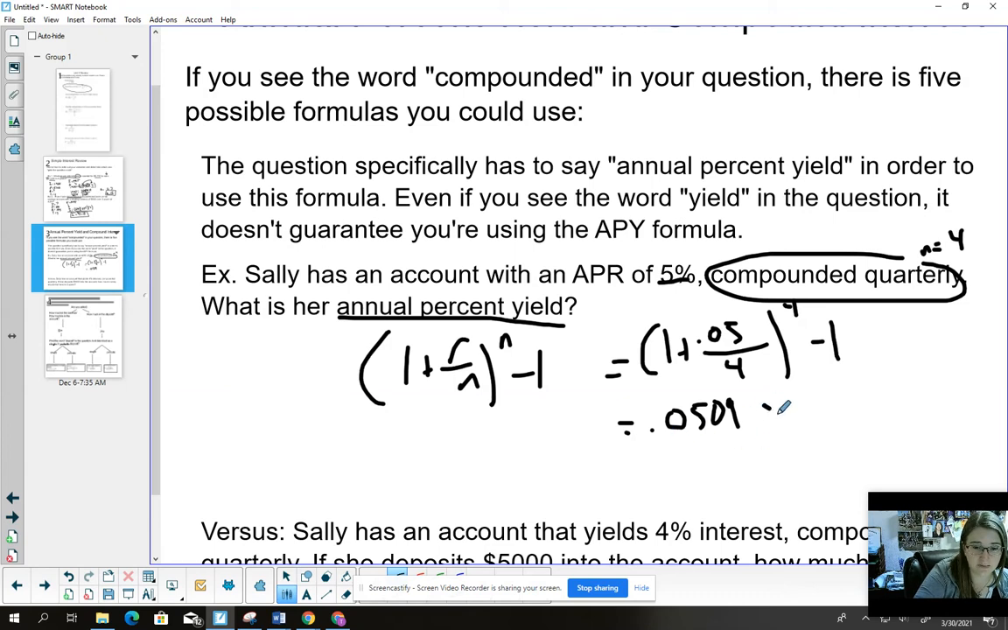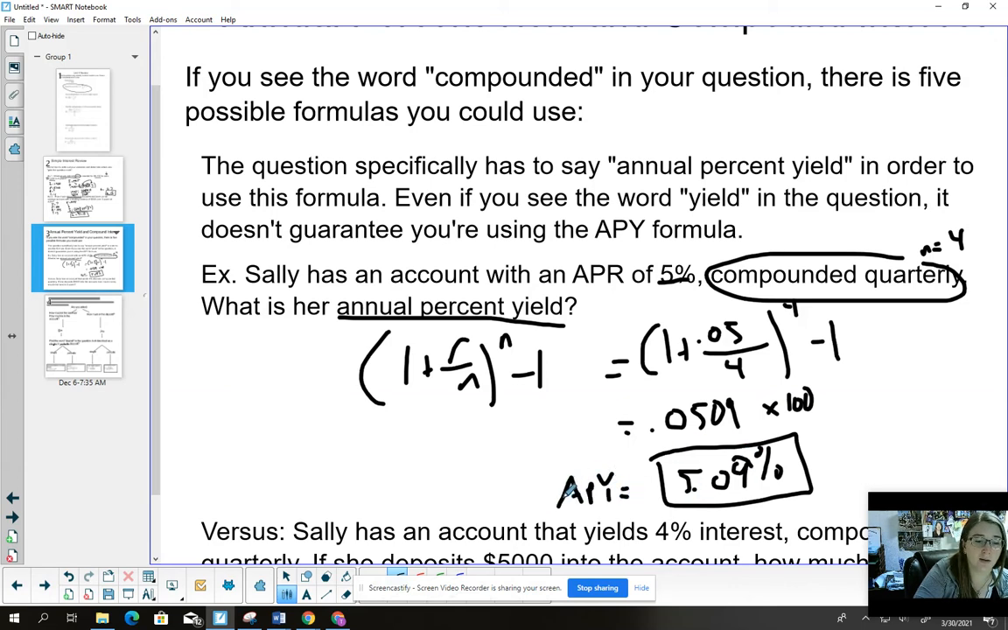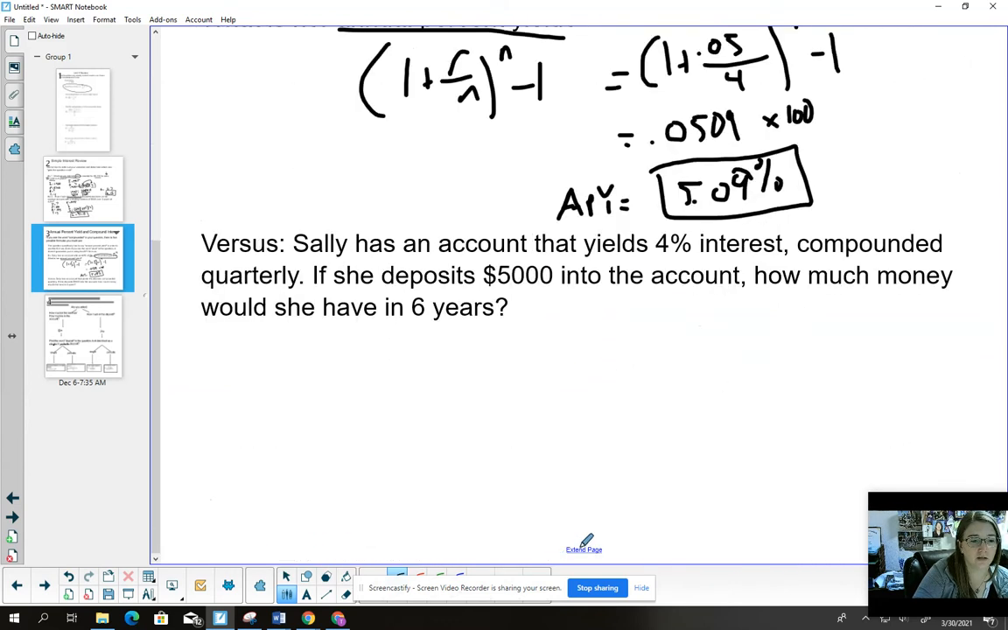If I multiply this by 100 in the calculator, this is 5.09%, and that's how I want to write my answer, at least, because I want to show that the APY is different than the APR because of compounding. So again, it has to say annual percent yield specifically in order to use that formula.